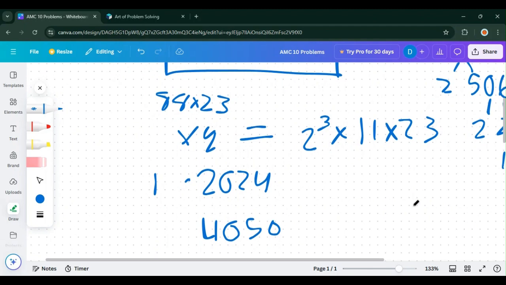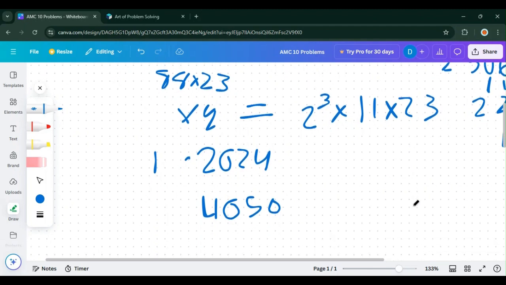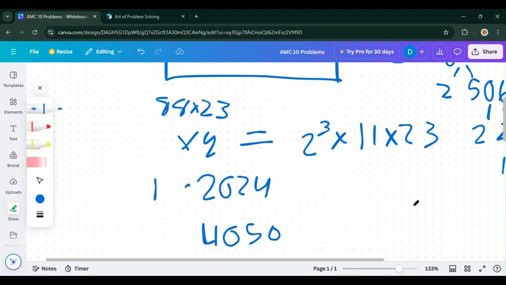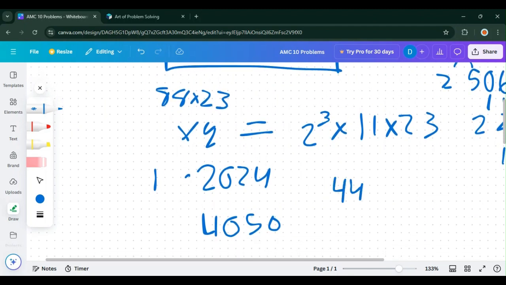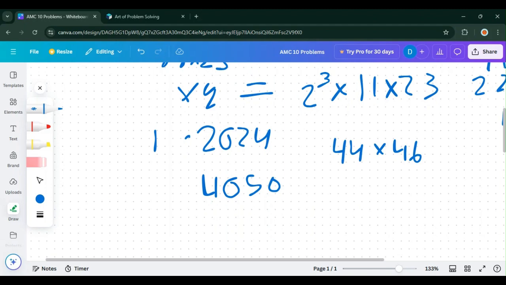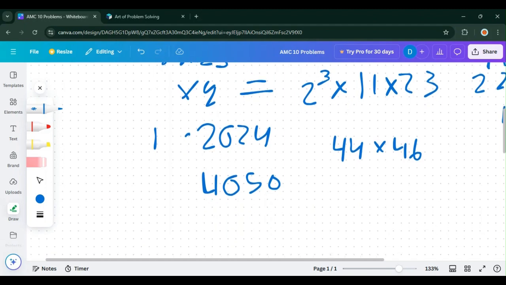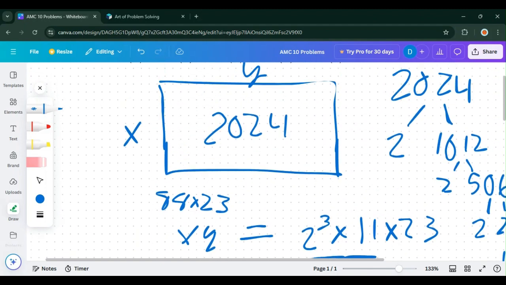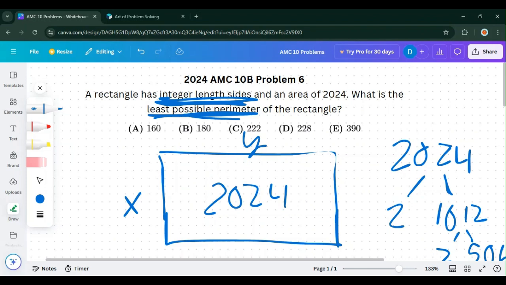So how do we do this? Guessing and checking is not that hard. We see that 44 and 46, x can be 44 or 46, and y can be the other based on what the value of x is. So it doesn't really matter. Let's just say x is equal to 44. And as you see here, with guessing and checking, those are the values of x and y where the difference is the least. So we minimize the perimeter.